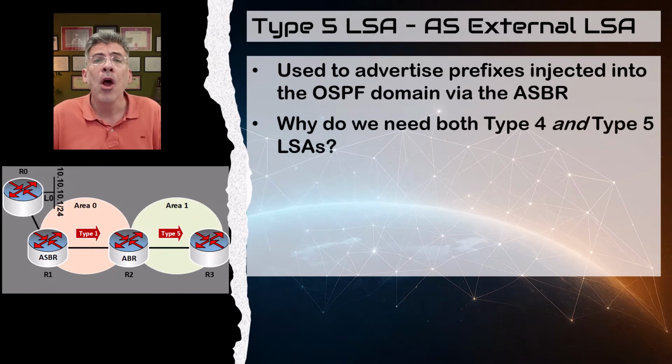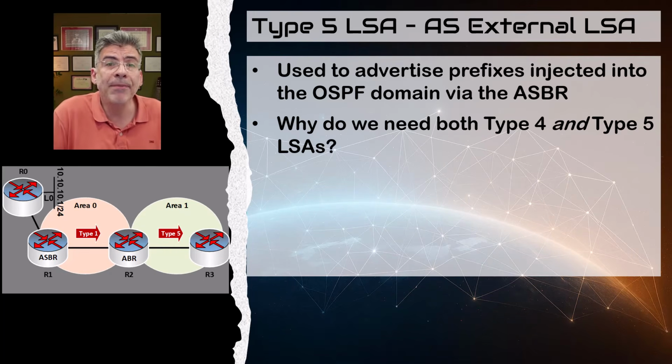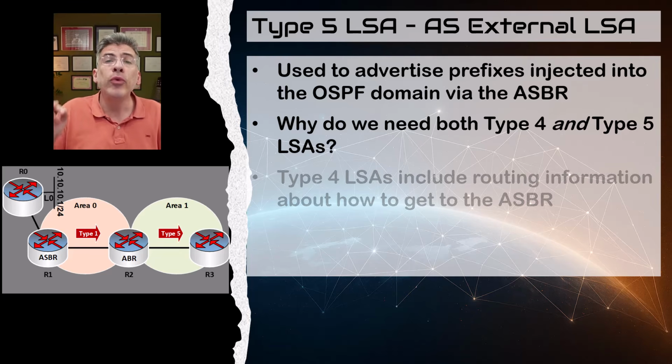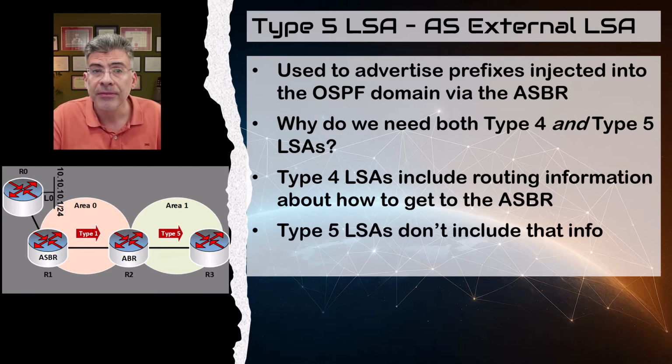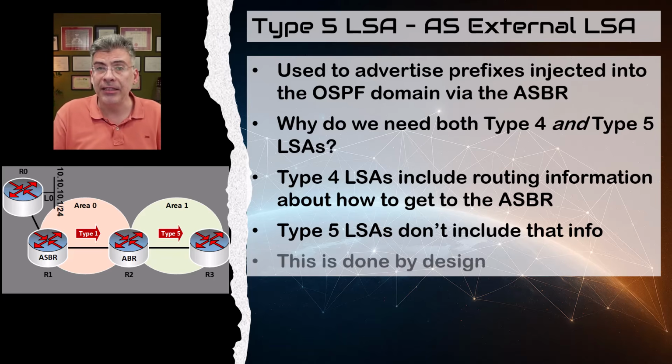Now, someone may ask, why do we need a Type 4 and a Type 5 LSA? Doesn't the Type 5 LSA contain the information about the ASBR? Well, a Type 4 LSA includes routing information such as next hop IP, as well as the metric to reach the ASBR, whereas the Type 5 LSA does not. A Type 5 LSA will only tell you the router ID of the ASBR that originated the route, but it will not tell you how to reach that ASBR. This is done by design.